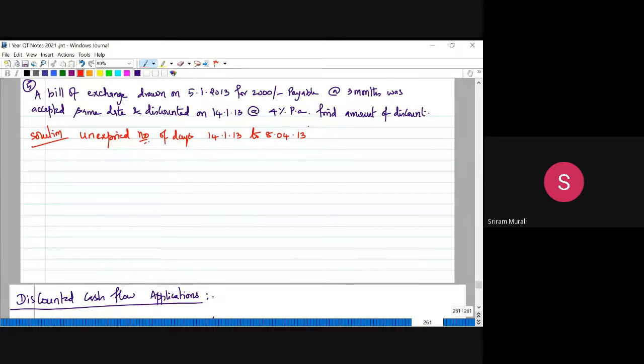So 17 days in January, we are converting into days, 17 days in January plus 28 days in February plus 31 days in March plus 8 days in April. This is equal to 84, excluding 14.1, because interest can be calculated from the next day. Also, 2013 is not a leap year.